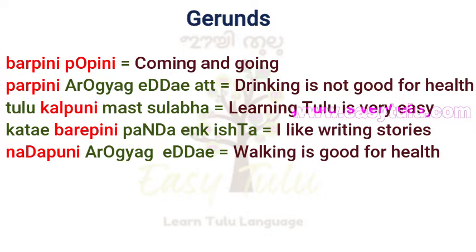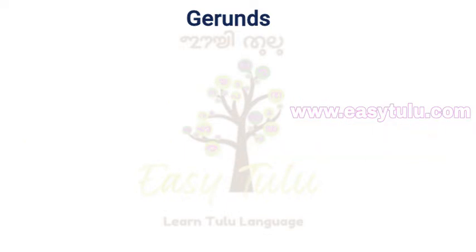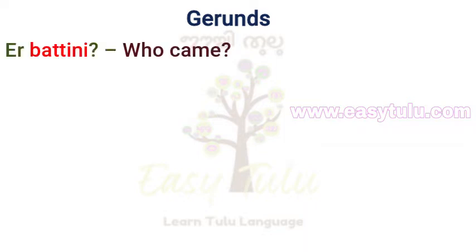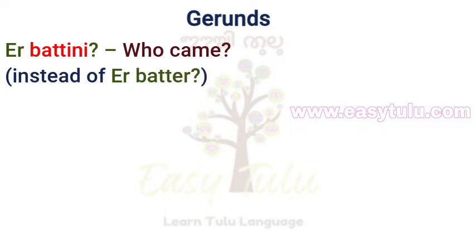Gerunds are also used instead of personal forms of verbs in questions or answering questions or when emphasizing the action. For example, Erubattini, who came, instead of Erubattir. Here we already know someone has come, but we don't know who it is. So we are emphasizing the verb came in the sentence.